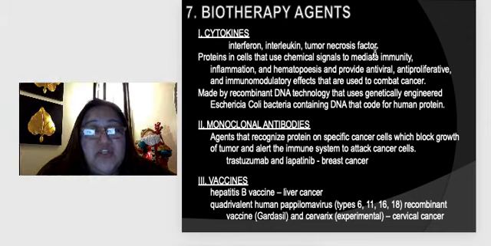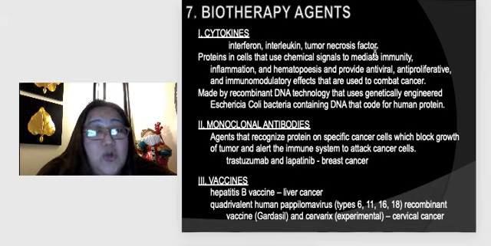Again, ito ay genetically engineered. Usually, galing siya sa E. coli bacteria, which contains DNA na nagko-code for human protein.